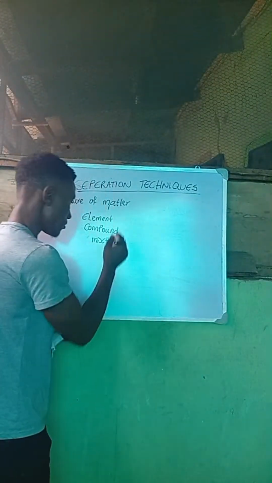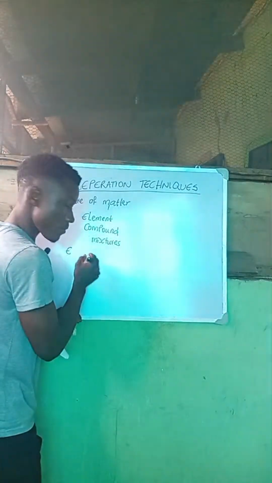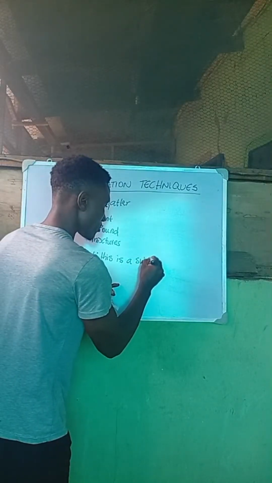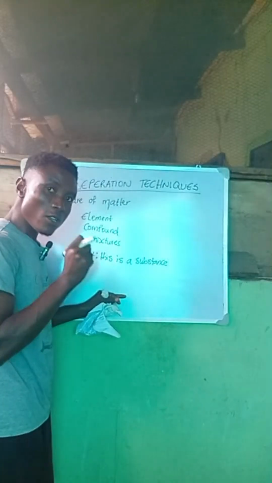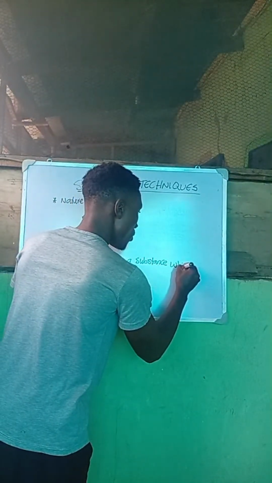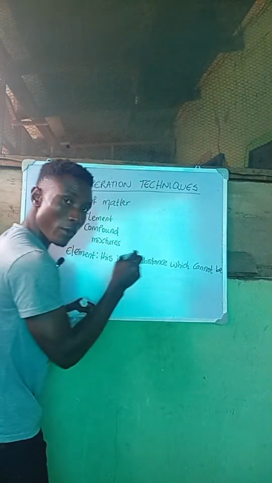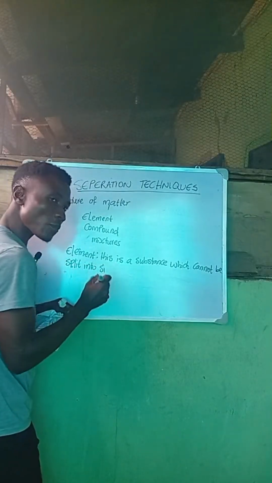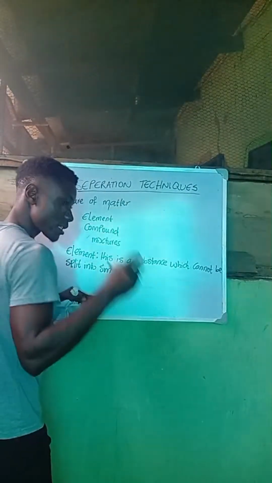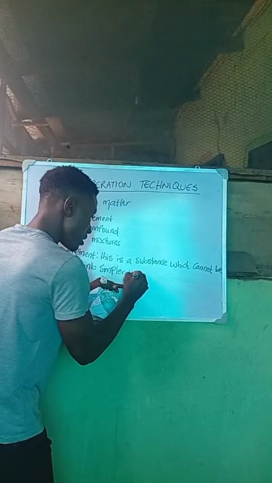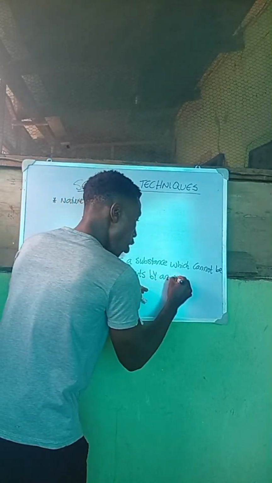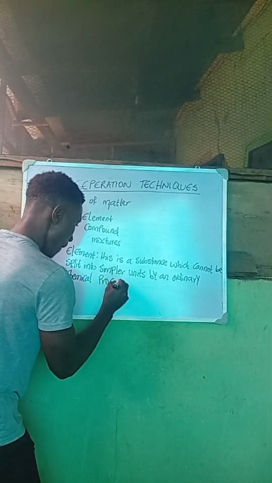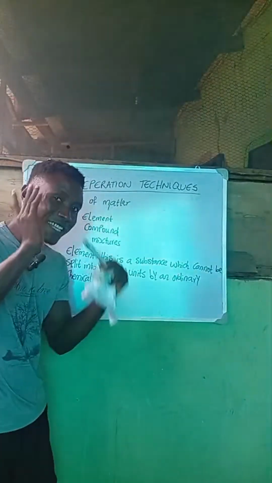Now, element, so let me write here. Element, I hope you can see the box. Elements: this is a substance which cannot be split into simpler substances or into simpler units by an ordinary chemical process. So this is the definition of an element.